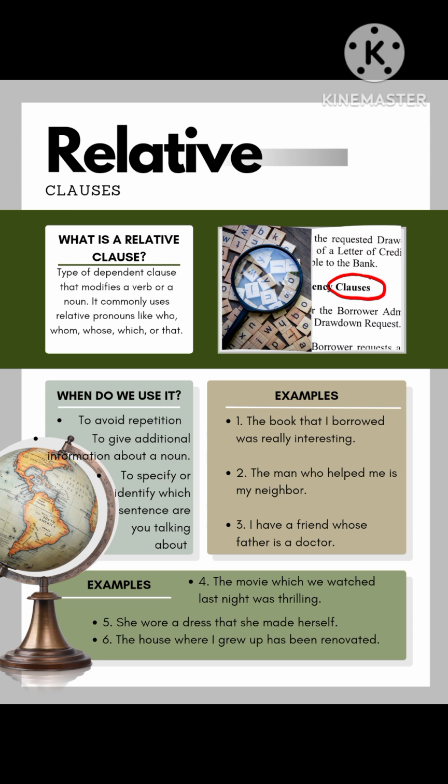He is the man whose son won the competition. Whose son won the competition is the relative clause. I met a girl who speaks 5 languages. Who speaks 5 languages is the relative clause. And finally, we have the house where I grew up is now for sale. Where I grew up is the relative clause.